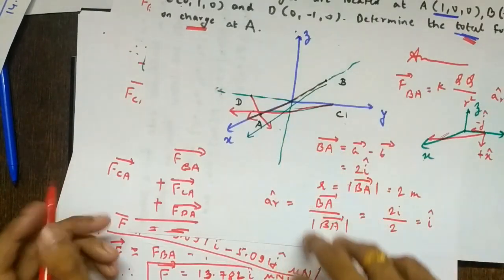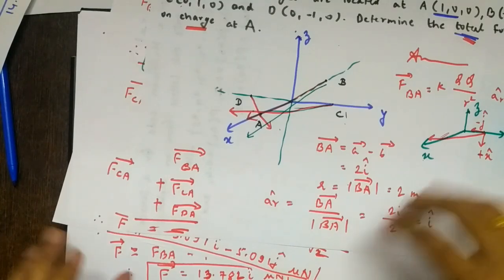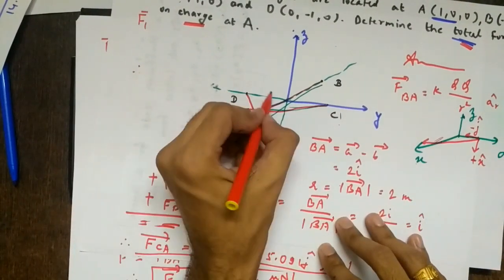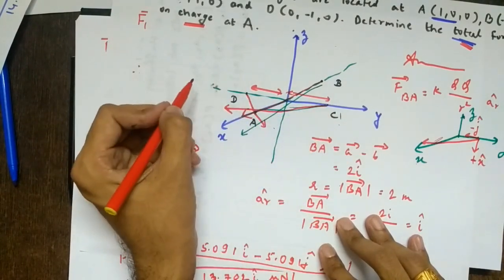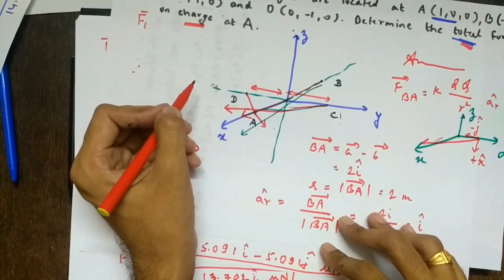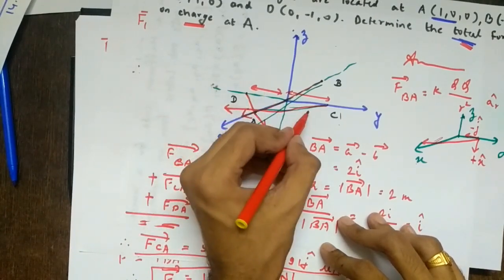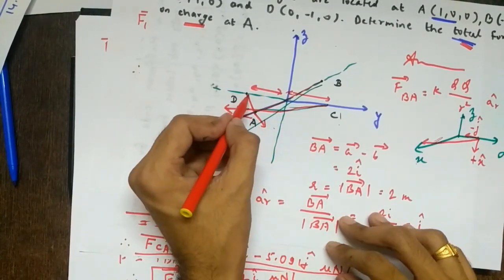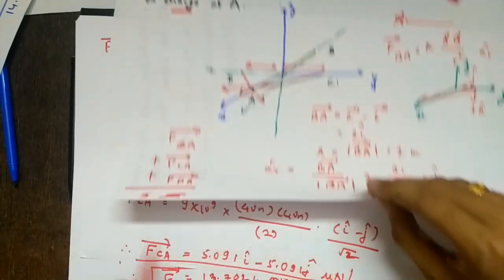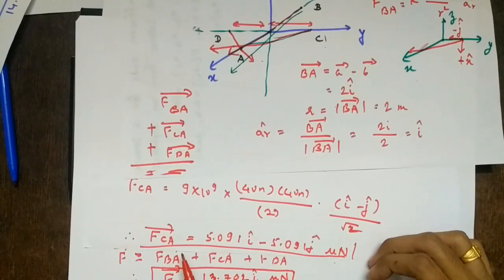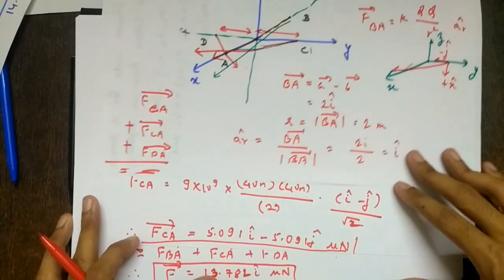So this is the way you can check. Also, this distance is 1 meter. This distance is also 1 meter, right? So they are equidistant from here. So i cap minus j cap and i cap plus j cap. The j cap is obviously going to cancel. That's why we don't have any term of j here. This is the way you can check whether your numericals are correct.